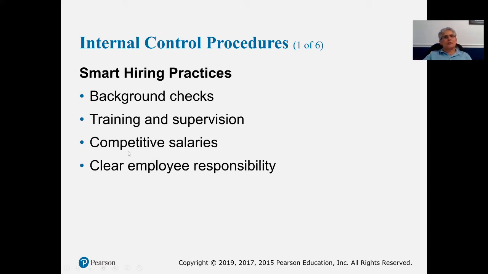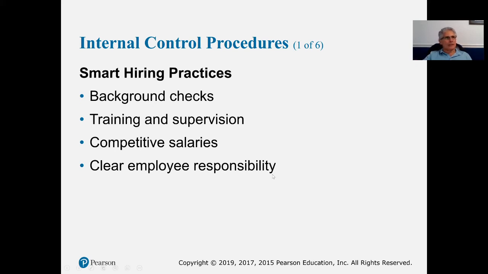Smart hiring practices also involve competitive salaries. You don't want individuals working for you that would never be hired by anybody else because they're not good enough. That may happen if your salaries are too low. Those who are better, more competent workers are going to go to places where the salaries are more competitive. So you want to make sure that whenever you can, the salaries you're offering to your employees are competitive.